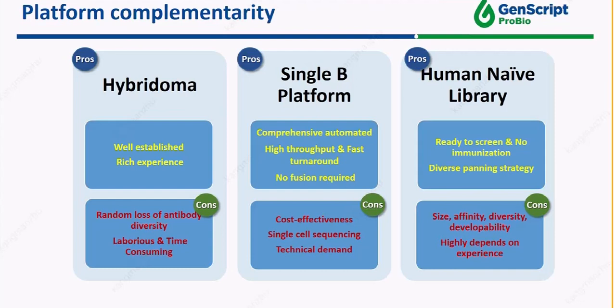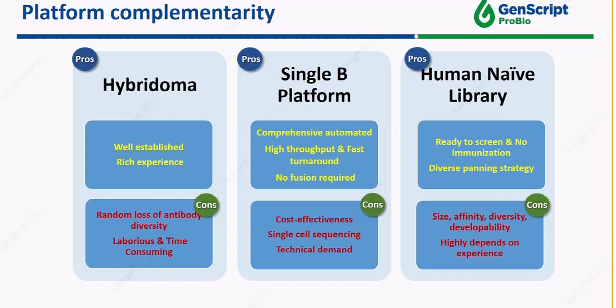So what you can see here is that each platform has its unique advantages and also some disadvantages. For example, the hybridoma technology is extremely well established, with over a decade of accumulated experience, but it is rather laborious and time-consuming. Whereas the single B-cell platform is an emerging new technology, but now it enables the turnaround time to be shortened to as little as 1 to 1.5 months. And of course, with library, one of the unbeatable features is that it does not require immunization, and it's ready to screen with any available antigen.